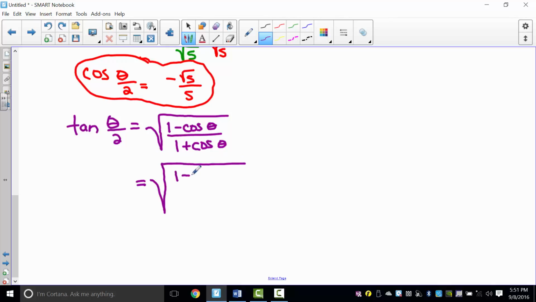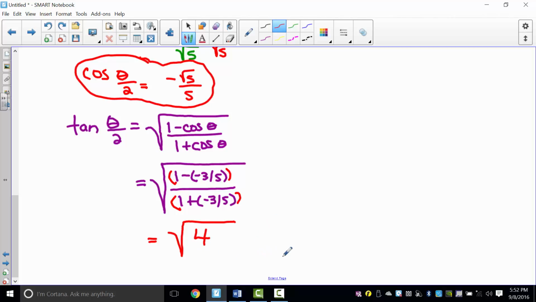So we have 1 minus negative 3 over 5 over 1 plus negative 3 over 5. Try to enter all of this in your calculator. Make sure you put parentheses around your numerator and one around your denominator. And change the decimal to a fraction when you get your decimal. And you should end up with 4. No decimal there. And the square root of 4 is 2. So tangent of theta over 2 equals 2.